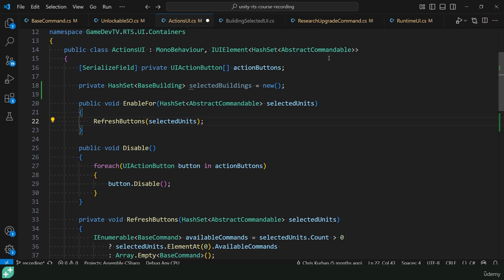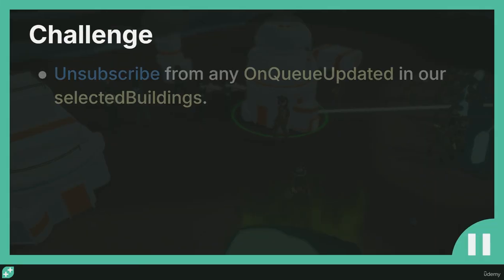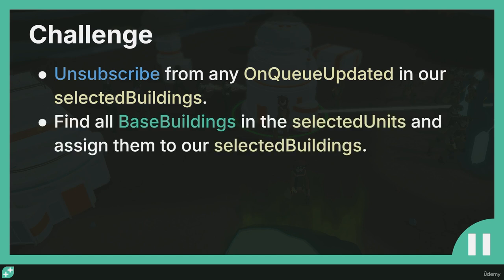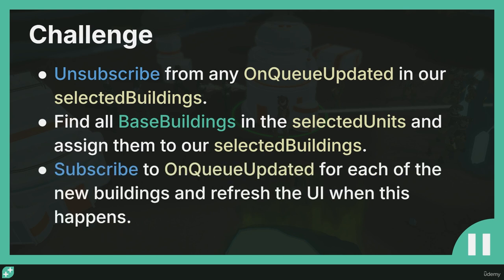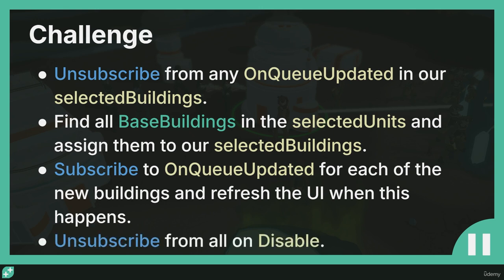Doing that process is this lecture's challenge. Unsubscribe from any onQueueUpdated in our selected buildings. Then find all the base buildings in the selected units and assign them to our selected buildings. Then subscribe to onQueueUpdated for each of the new buildings and refresh the UI when this happens. Finally, unsubscribe from all on disable. Pause the video. This one may take a little bit of time. Walk through this process and I'll see you back here once you're done.